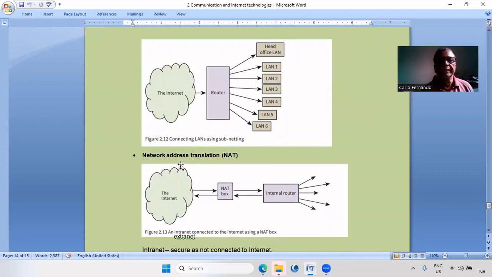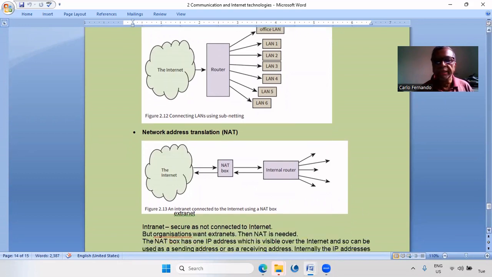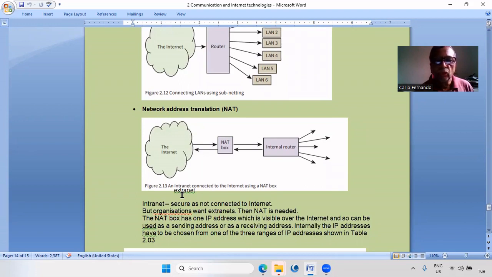And finally, network address translation. There has to be a translation for this kind of thing. There's an internal router and the others are connected to this, and there should be a NAT box, network address translation. Then only it can be identified properly. An intranet connected to the internet using a NAT box. So then it becomes an extranet, because an intranet is usually not connected to the internet. So when an intranet is connected to the internet, it's called an extranet. This is an internal router.